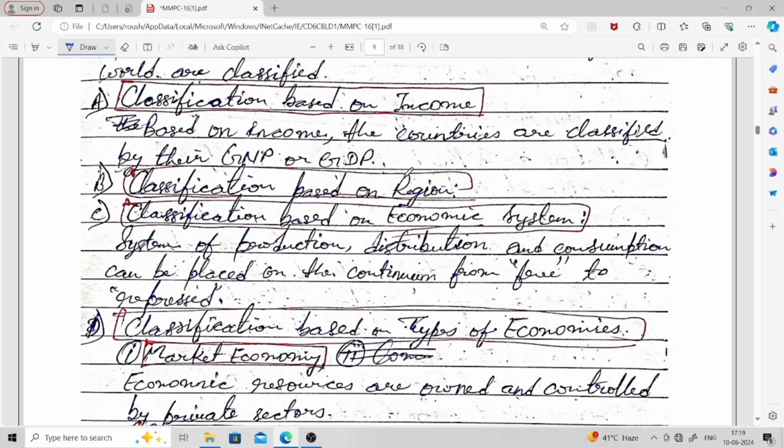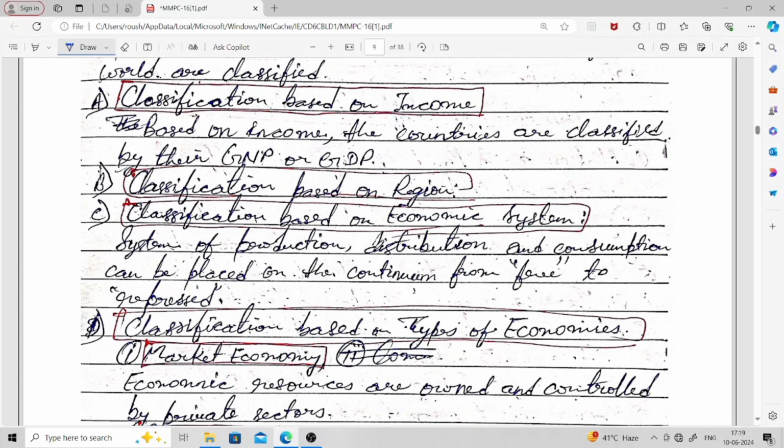But in case of GDP, only the people working within the national boundary of a country will be considered as the product, not the output which is produced by nationals outside the country.